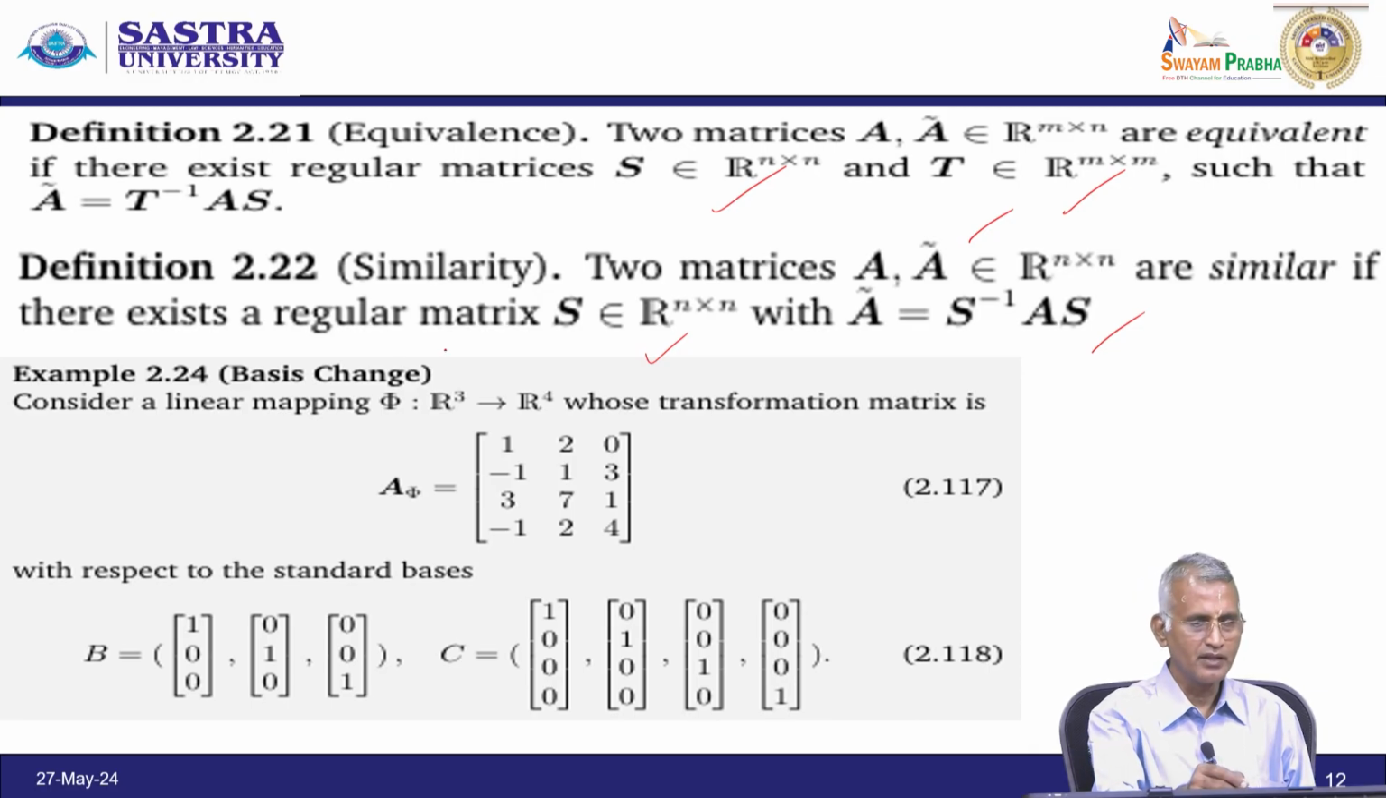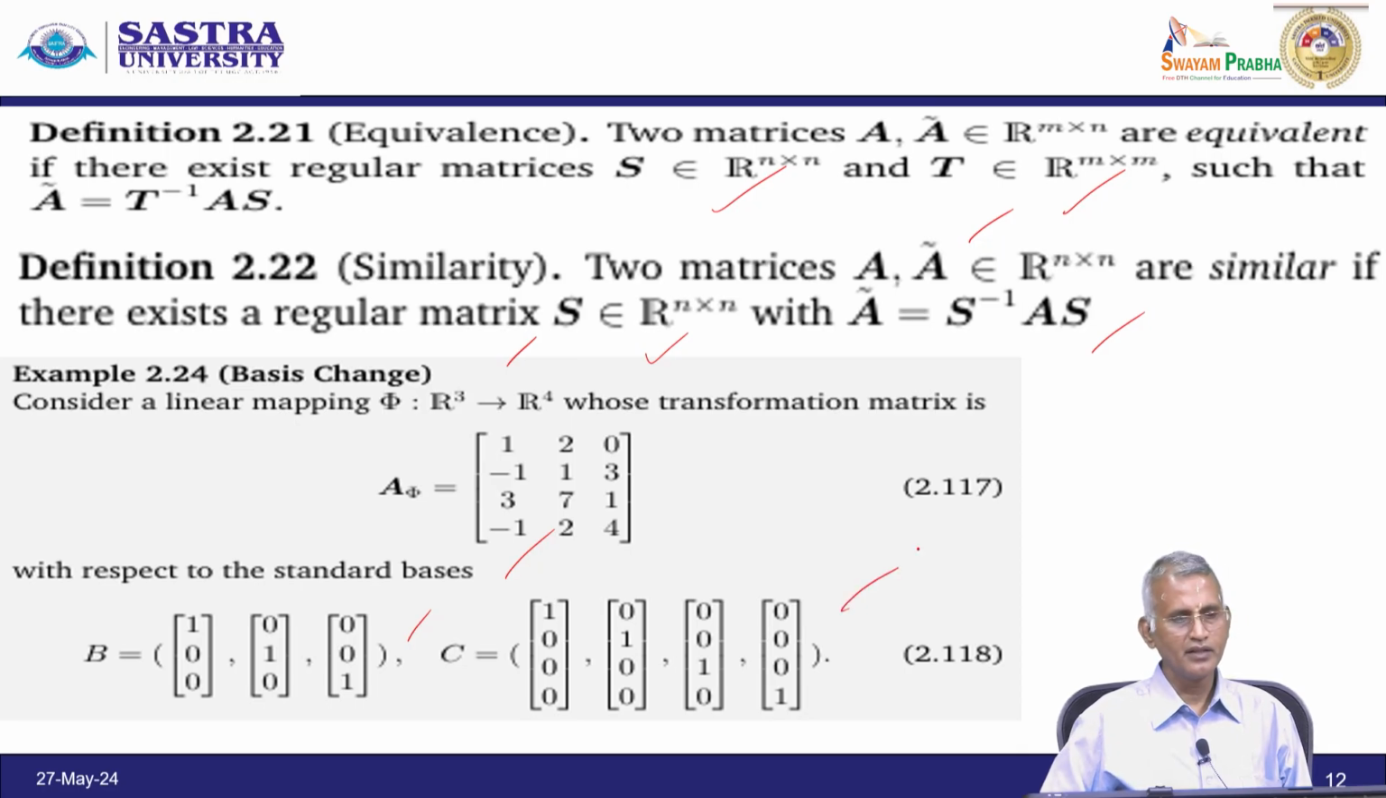Now, we have an example of basis change. Consider the linear mapping phi from R cube to R power 4 whose transformation matrix is A phi equal to 1 2 0 minus 1 1 3 3 7 1 minus 1 2 4, and with respect to the standard bases we have B equal to 1 0 0, 0 1 0, 0 0 1 and C equal to 1 0 0 0, 0 1 0 0, 0 0 1 0, 0 0 0 1. So, that is the basis we can get from the transformation.